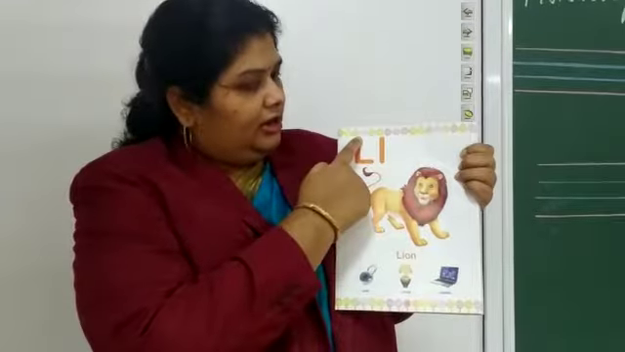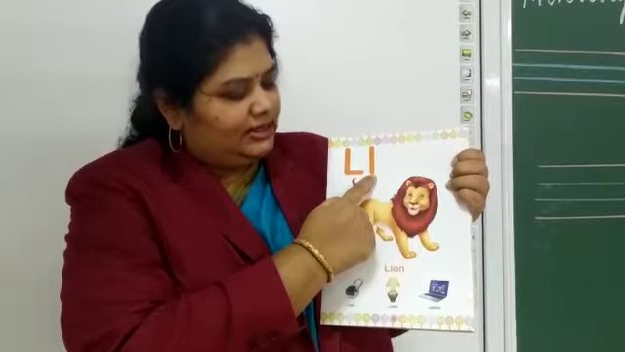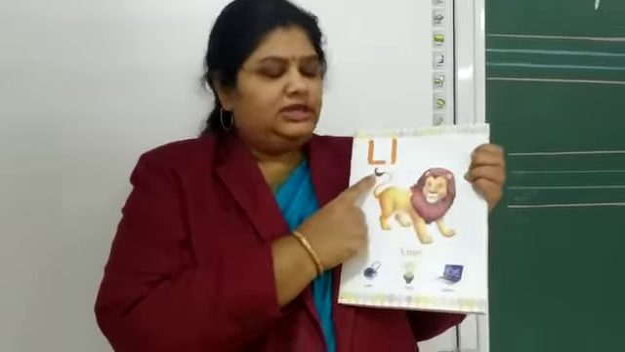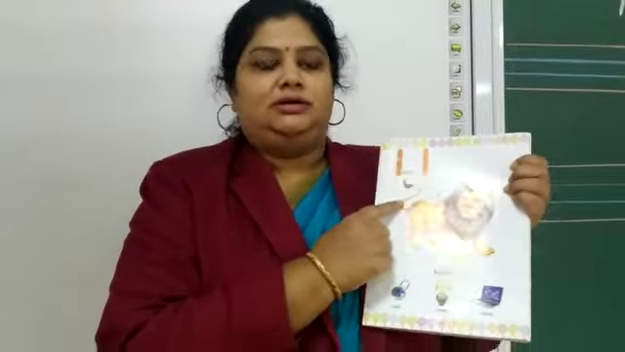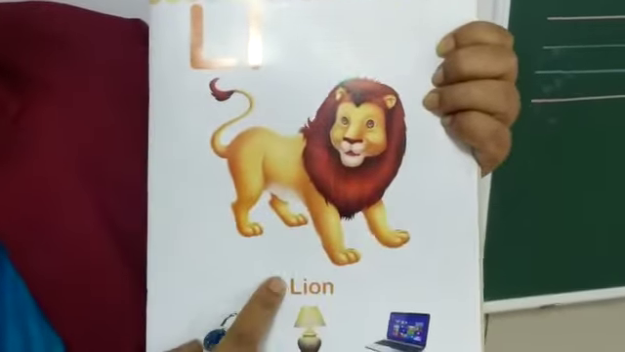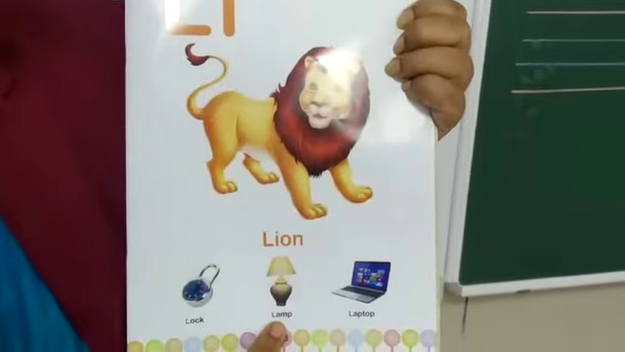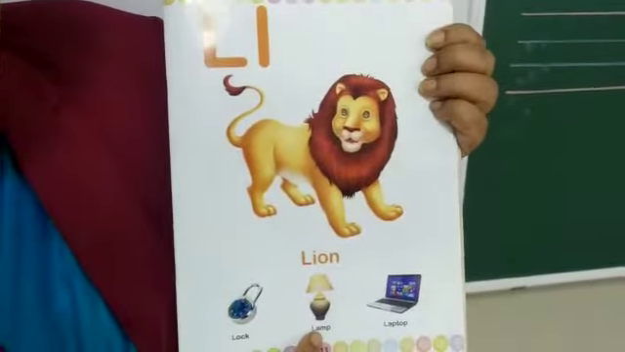What is this letter? L. See, L is like this and the small l is like this. The phonic sound of L is L. Say the phonic sound. L. See, your tongue should touch the roof of your mouth for L. L, lion. L, lamp. L for lion. L for lamp.